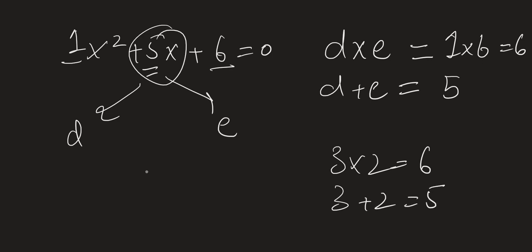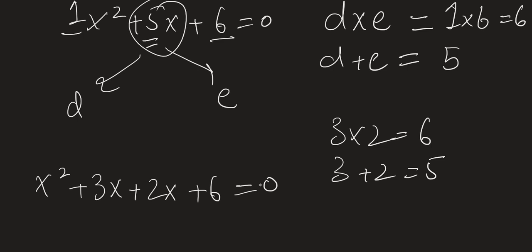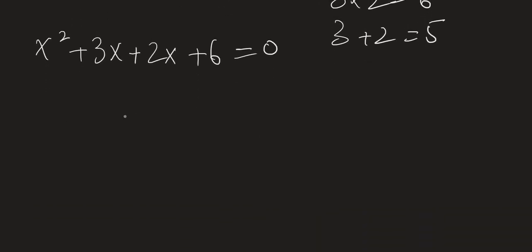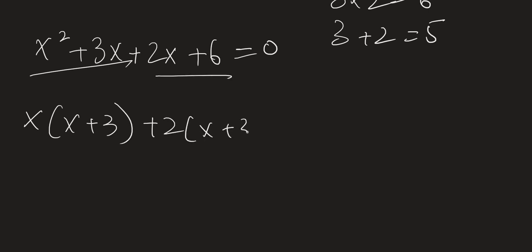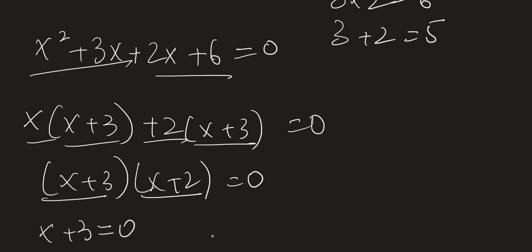So we're going to break this down. We're going to write x squared plus 3x plus 2x plus 6 equal to 0. Then we're going to factorize this. From here we can take x common, and from here we can take 2 common. As both of these are similar, we'll write them together. And we're going to put this whole thing equal to 0.